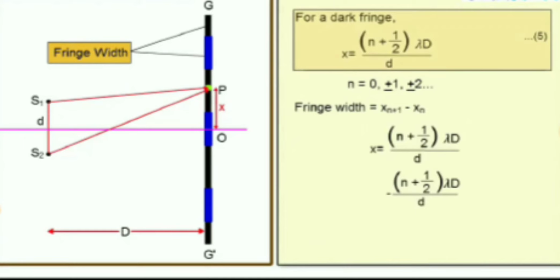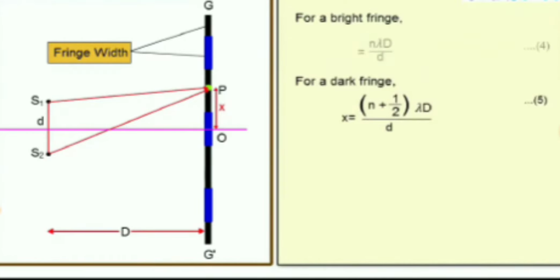From equation 5, the fringe width for a dark fringe can also be written as lambda D by d. Hence, the fringe width is the same for both the dark and bright fringes, which means the dark and bright fringes are equally spaced. If the fringe width is represented by beta, then beta is equal to lambda D by d. Let us label this as equation 6.